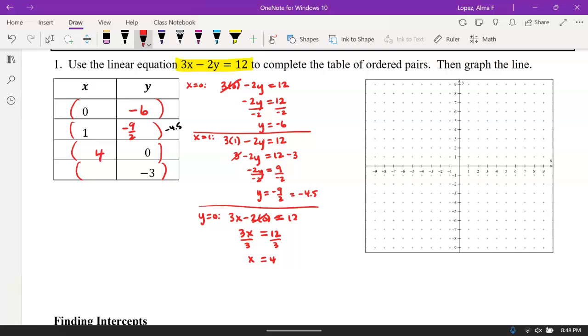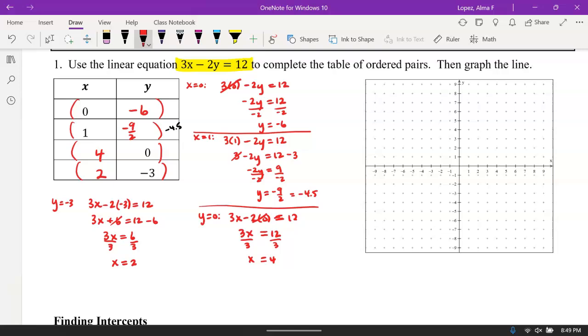And one more. If we plug a y of negative 3 into my original equation, 3x minus 2 times y, which we're plugging in a negative 3 for this time, equals 12. We get 3x plus 6 equals 12. When I move the 6 over to the other side, we get 3x is equal to 6, and after dividing both sides by 3, we get x is equal to 2. We've got our 4 points. Let's plot them and graph it.